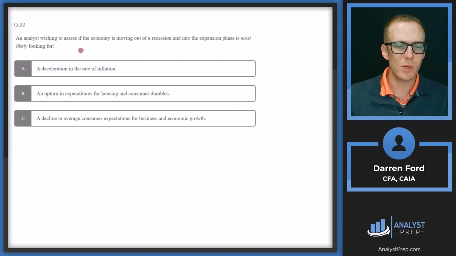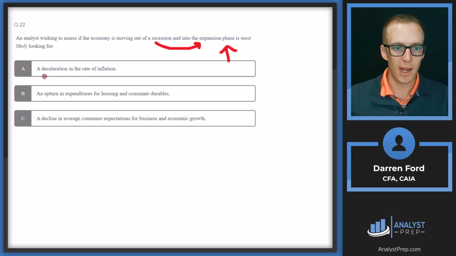An analyst wishes to assess if the economy is moving out of a recession and into the expansion phase, is most likely looking for. So if we're moving out of a recession and into expansion, we're going to be looking for something that's implying more economic activity. When we're in a recession, there's not a lot of economic activity going on, but then when we go into expansion, we should expect economic activity to pick up significantly.